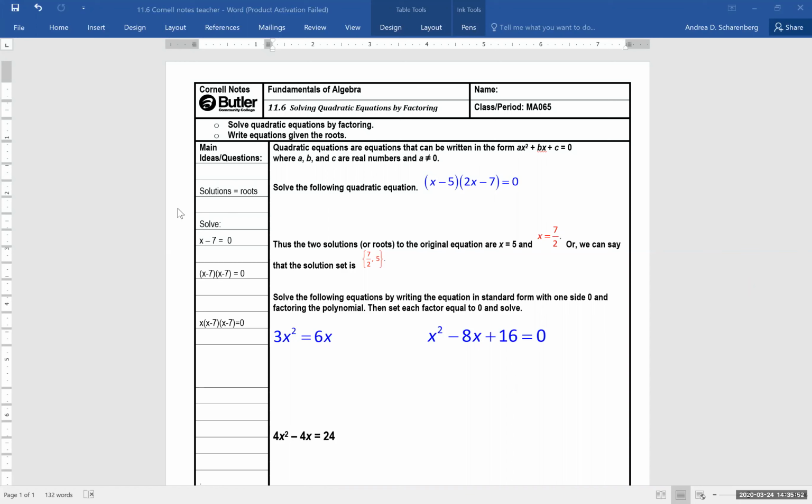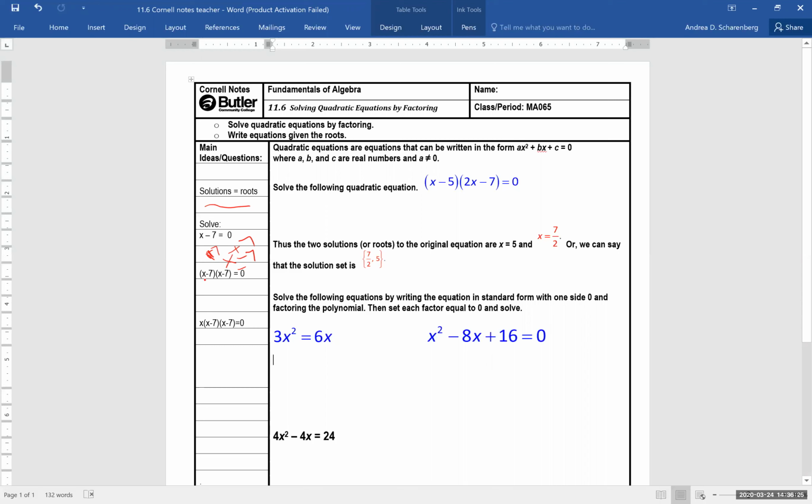Over here on the left, I just want to point out to you that solutions are roots. Let me get my pen going here. Solutions are roots, okay? So x minus 7 equals 0. If we were going to solve this, we would add 7 to both sides. And so the solution to this would be x equals 7. X equals 7 is the root, or the solution.